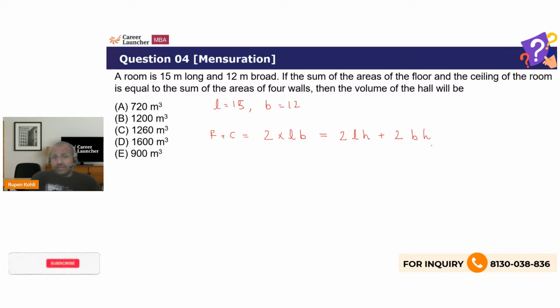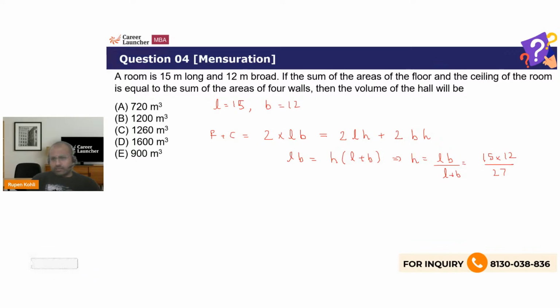I have to basically find the height. I know the length and the breadth. So I'm getting length into breadth equals, 2 cancels on both sides, height is common, height into length plus breadth. This is what I'm getting. So the height is coming to be length into breadth upon length plus breadth. So that would become 15 into 12 over 15 plus 12, which is 27.